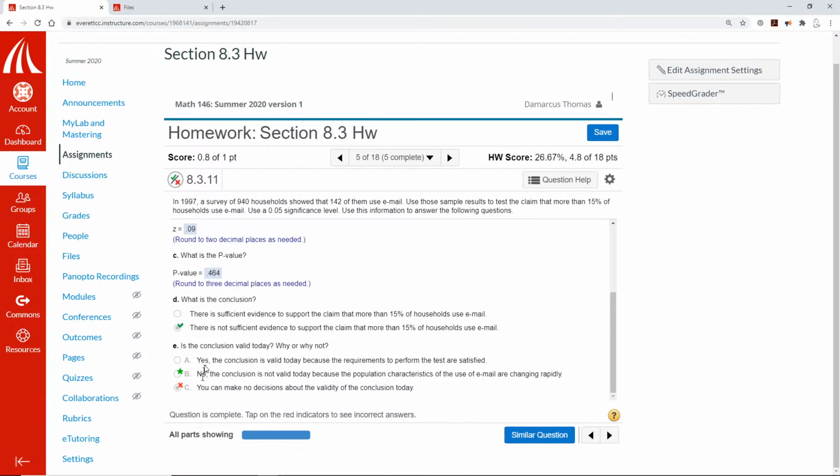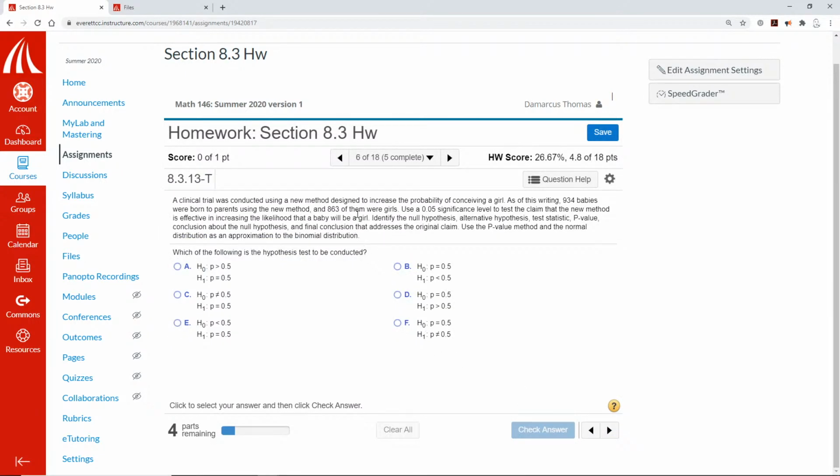No, it's not valid today. So we can conclude that it is not valid today. And the reason why is because the population characteristics of the use of emails are changing rapidly. And we'd have to conduct a new hypothesis test in this time frame in order to make some sort of conclusion. But the truth is because the test fell apart, we can't infer anything from our results. So that was a tough one. That one got me. But I think there's a lesson to be learned in that one.